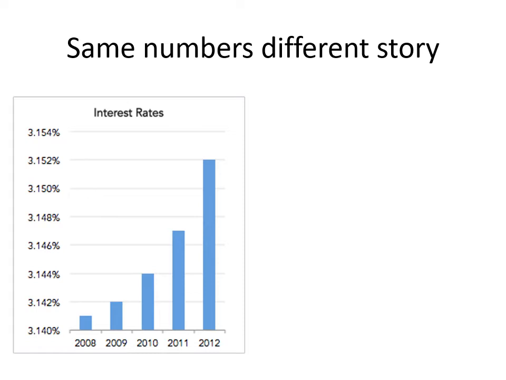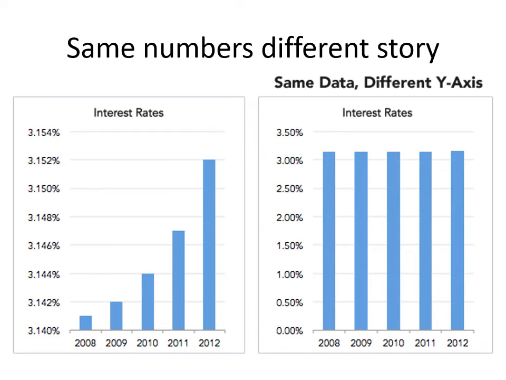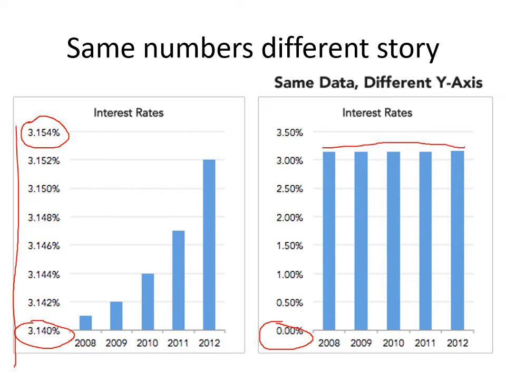And now let's look at the same data. Oh, that's interesting. So you can see here that this graph begins at 0 and this one begins at 3.14. And you can see that there is not very much of a difference between those two numbers, right? But if we start the graph at this number, it looks amazing, whereas if we start it at 0, it looks very boring. So we go from a crazy trend to a flat trend.